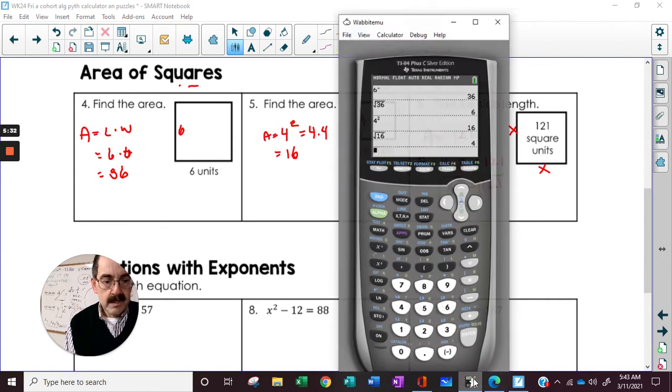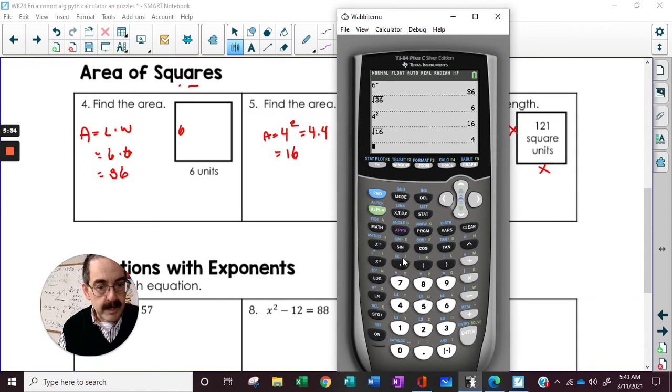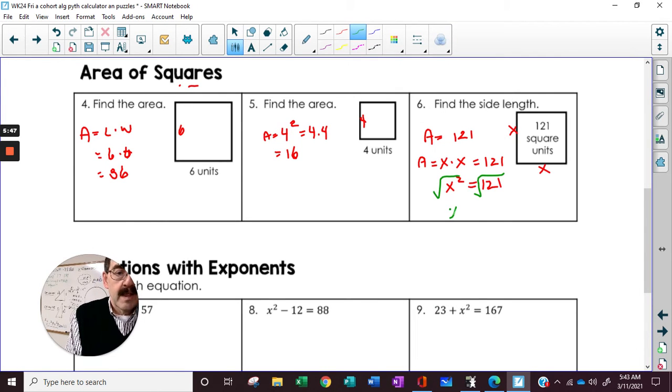Okay, so do you know your perfect squares? What is the square root of 121? All right, 11. 11 times 11. So we got an 11 and an 11.